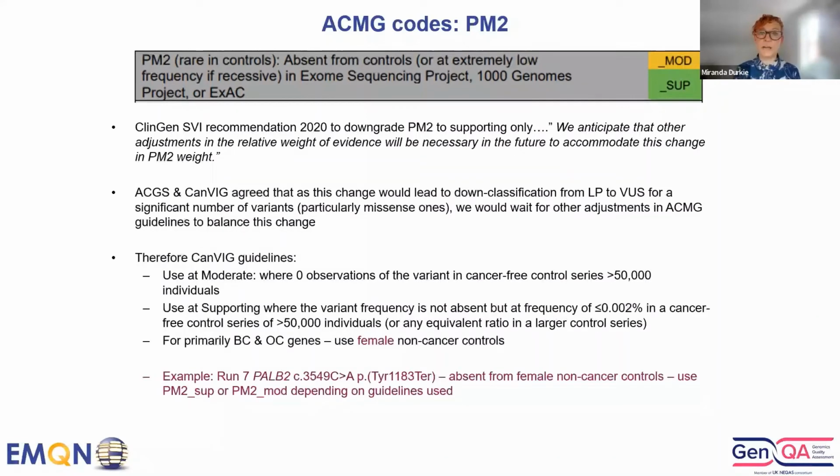So the CanBIG guidelines are quite stringent. We do allow the use of moderate, but only where there are 0 observations. So it has to be completely absent from NOMAD. And then we would use it as supporting where the variant is not absent, but it's a very low frequency. So we'd say 0.002%. And that's an example for PALB2. Oh, and just to say that for the primarily BRCA and ovarian cancer genes, we'd recommend looking at the female non-cancer cohort in NOMAD.